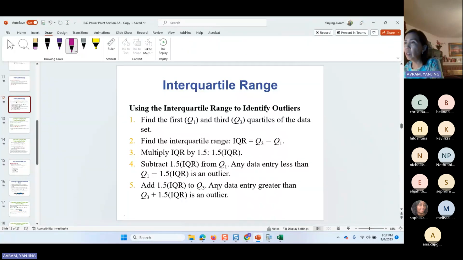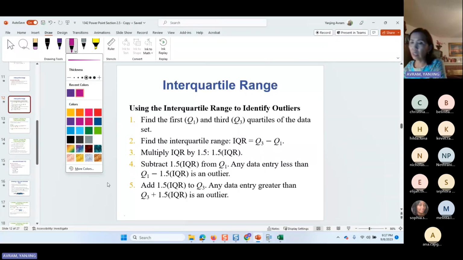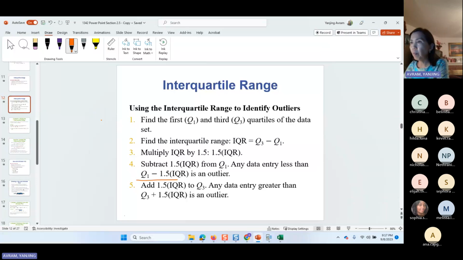One thing is you can use the IQR to identify an outlier. So the outlier can be a lower one, can be an upper one. So where's the lower one right here? Look at that. If you have Q1 minus 1.5 IQR, if you have something lower than this one, that's a lower outlier. Or you can use Q3 plus 1.5 IQR. If you have anything greater than this one, it is also an outlier. Anything less than the lower bound is an outlier.